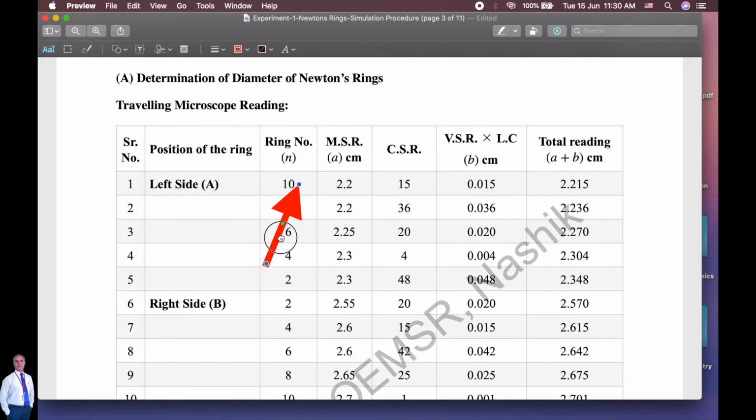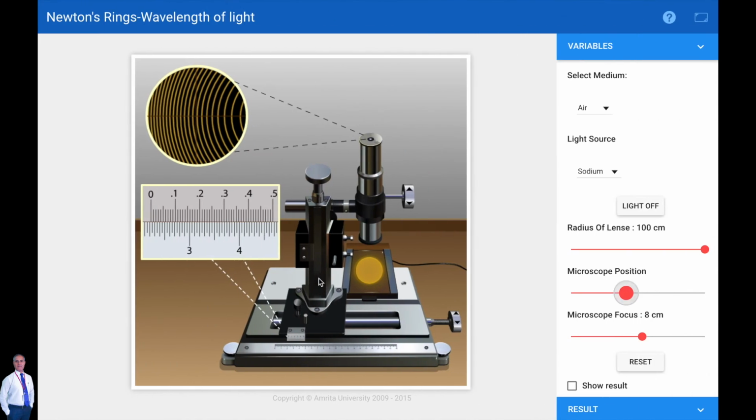Now you have to go for a lower ring number. Here is the 10th, and let's take the 8th ring. So I am going to the right hand side slowly.